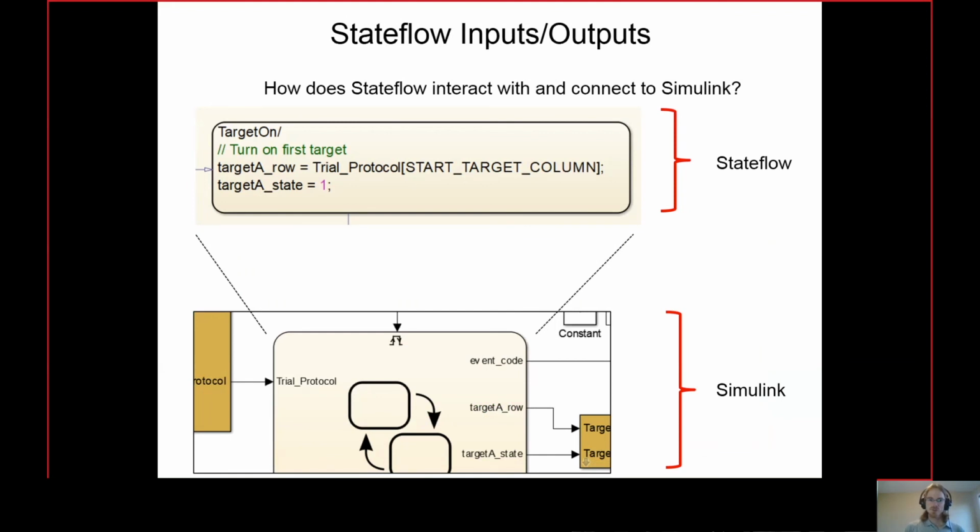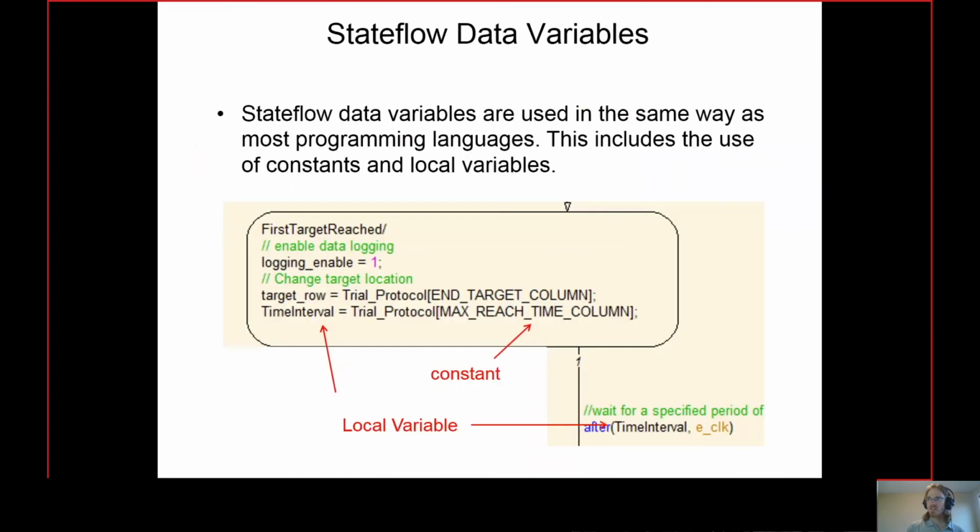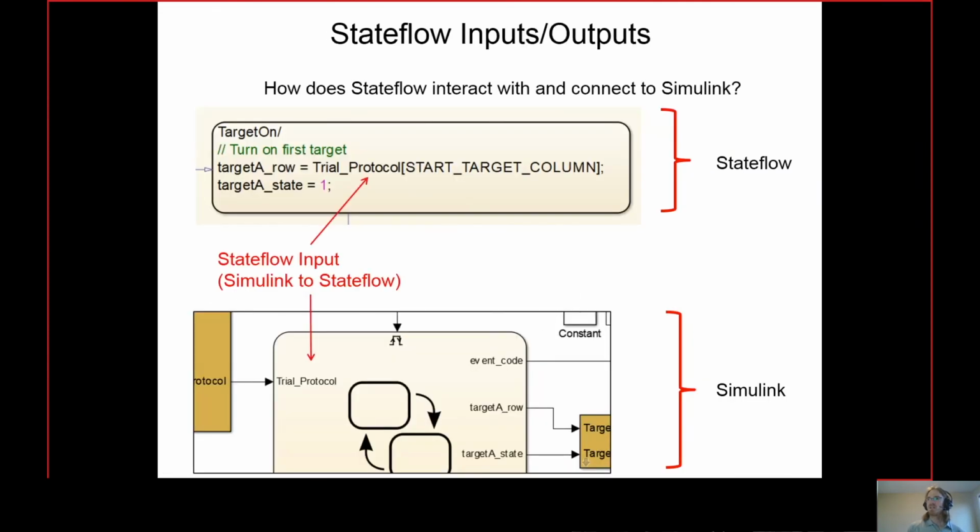And of course, to make Stateflow useful, you need to be able to push data in and pull data out. So you can see here, we have these Stateflow input variables. The input variables always come in on the left of the chart. In this case, trial protocol is an input. This is one that we're providing for you from the GUI control block. So this is basically an array of information about this trial.